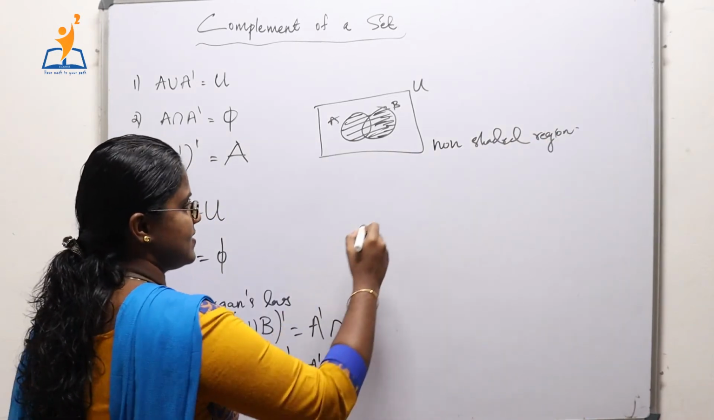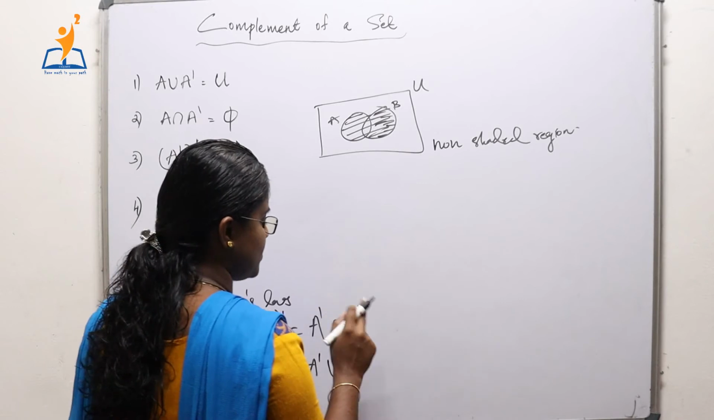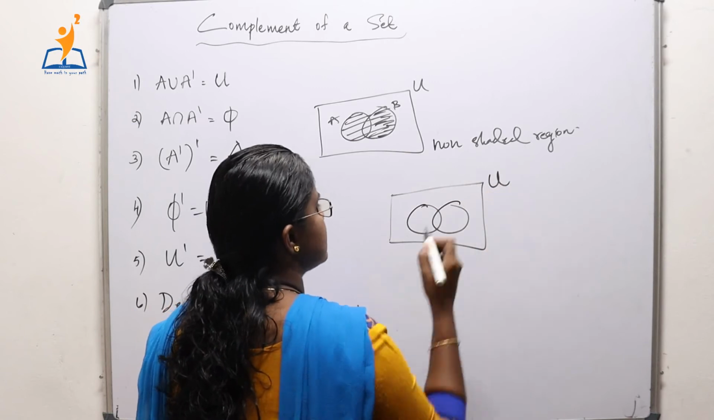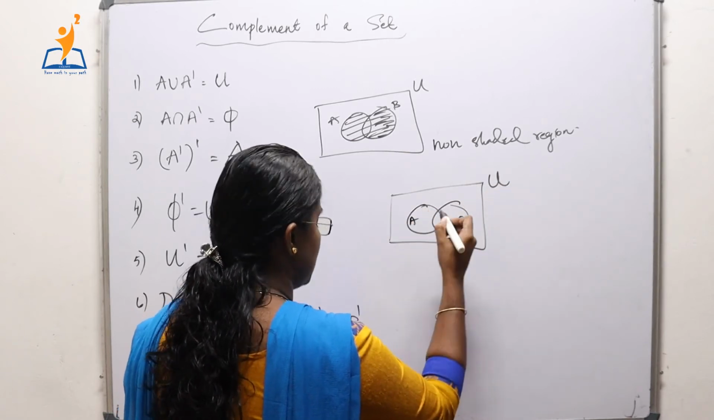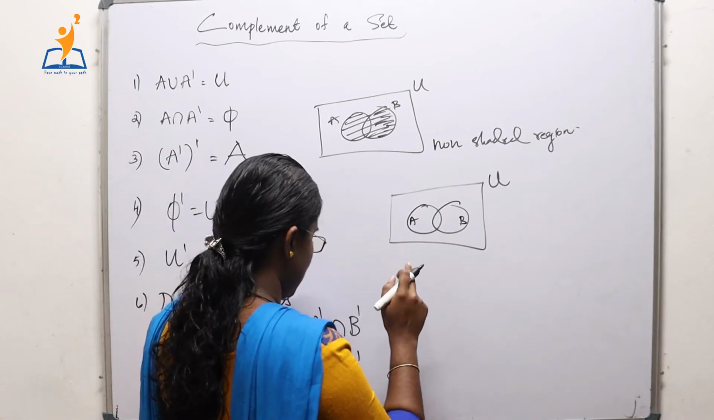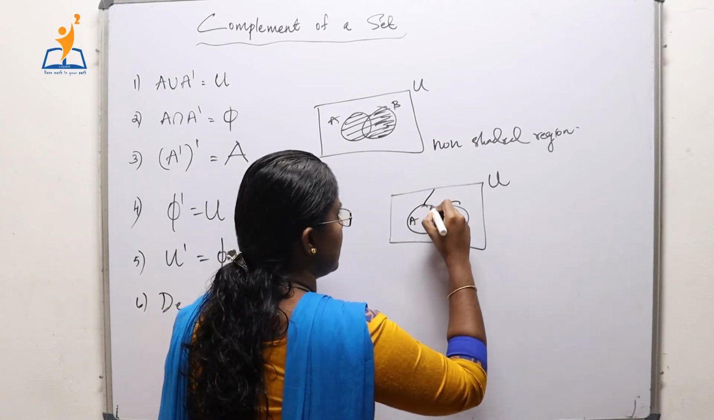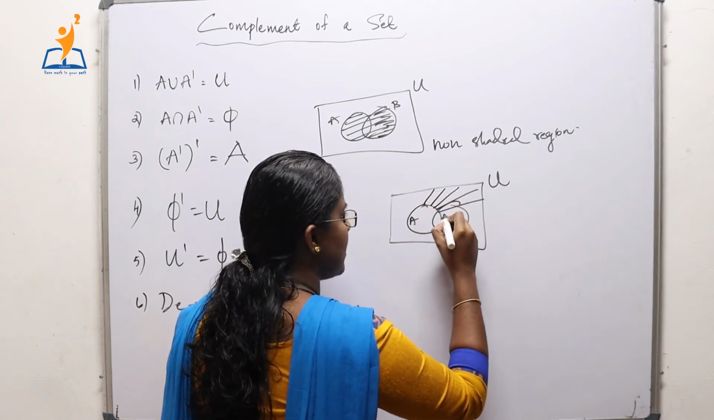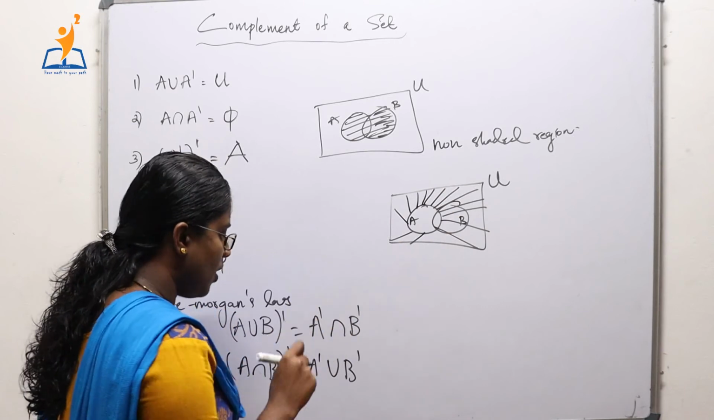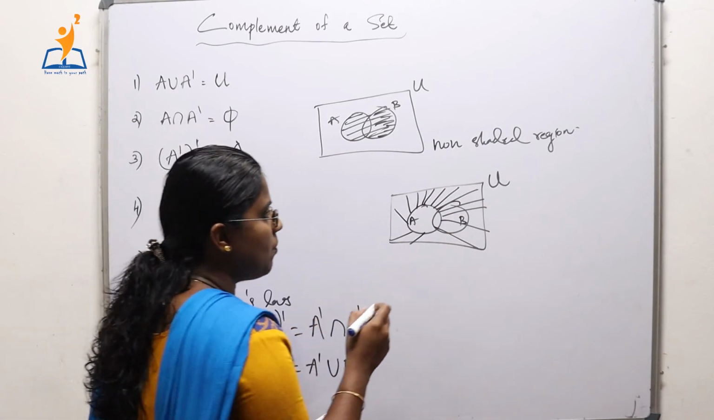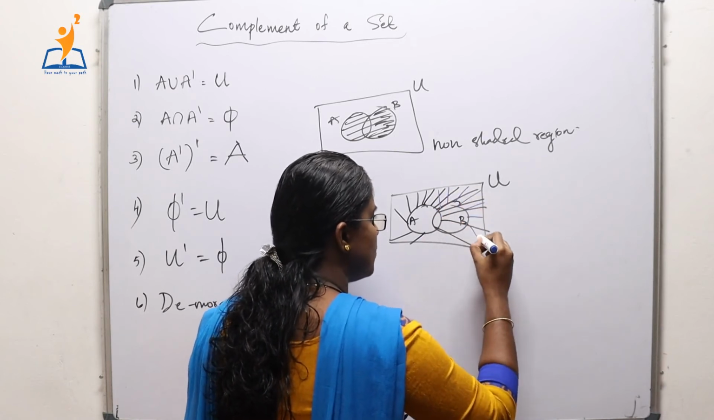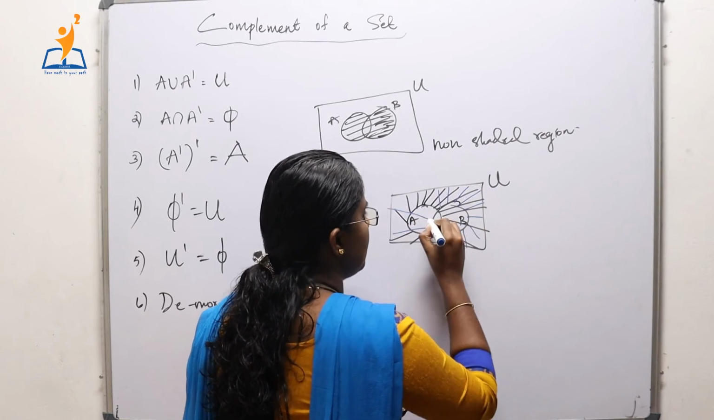Now moving on to the RHS, we want A complement intersection B complement. What is A complement intersection B complement? Let's see. This is the universal set. This is A, this is B. First of all, we want A complement. What is A complement? The region except A. So this is A complement. Now we want B complement. B complement is the region except B. So the region shaded with this blue ink is the B complement.